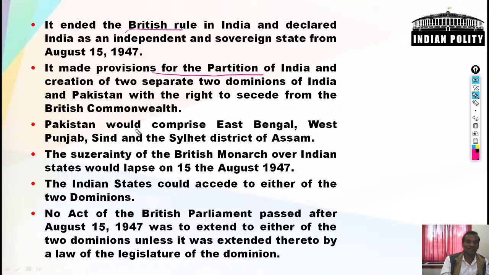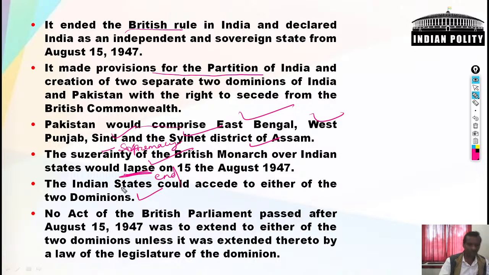You can see Pakistan should comprise East Bengal, West Bengal, Punjab, Sindh, and Sylhet district of Assam. That is also a question: in the Independence Act, Pakistan would comprise which of the following? Suzerainty means sovereignty, supremacy. The supremacy of British monarchs over Indian states would lapse. Lapse means end. Indian states could accede to either of the two dominions. They could join Pakistan, they could join India.